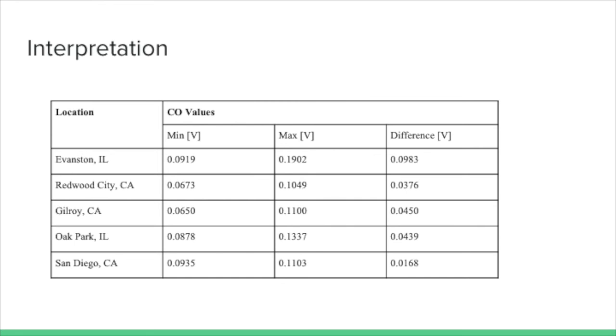This table shows the minimum, maximum, and range of CO values for each location. This was useful for us because it allowed us to see if there were similar CO levels in locations that were geographically closer together. For example, Redwood City and Gilroy are about 80 kilometers apart and had CO levels in very similar ranges. An additional observation is that Evanston has a larger range of CO levels than all of the other locations. This could have been because of different sensitivities between each of the sensors.